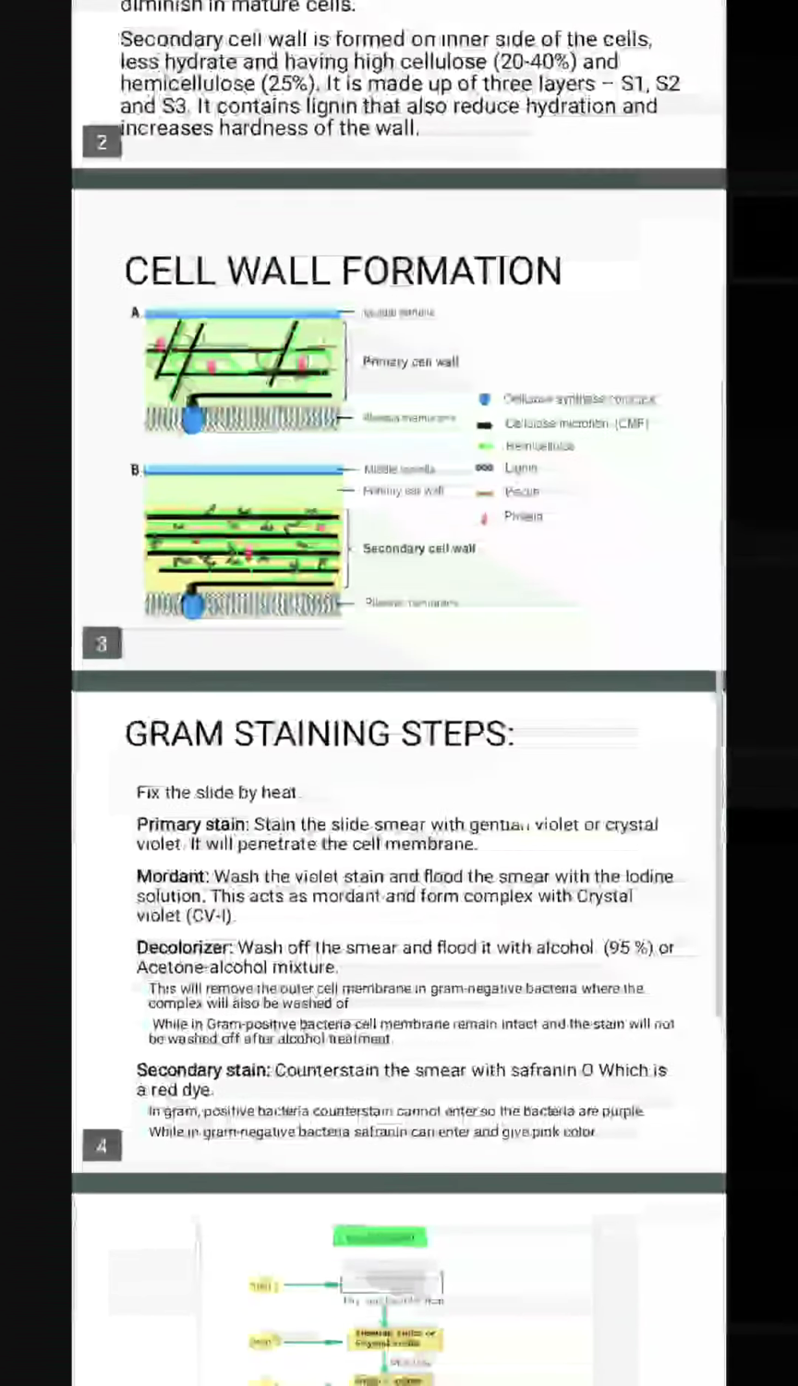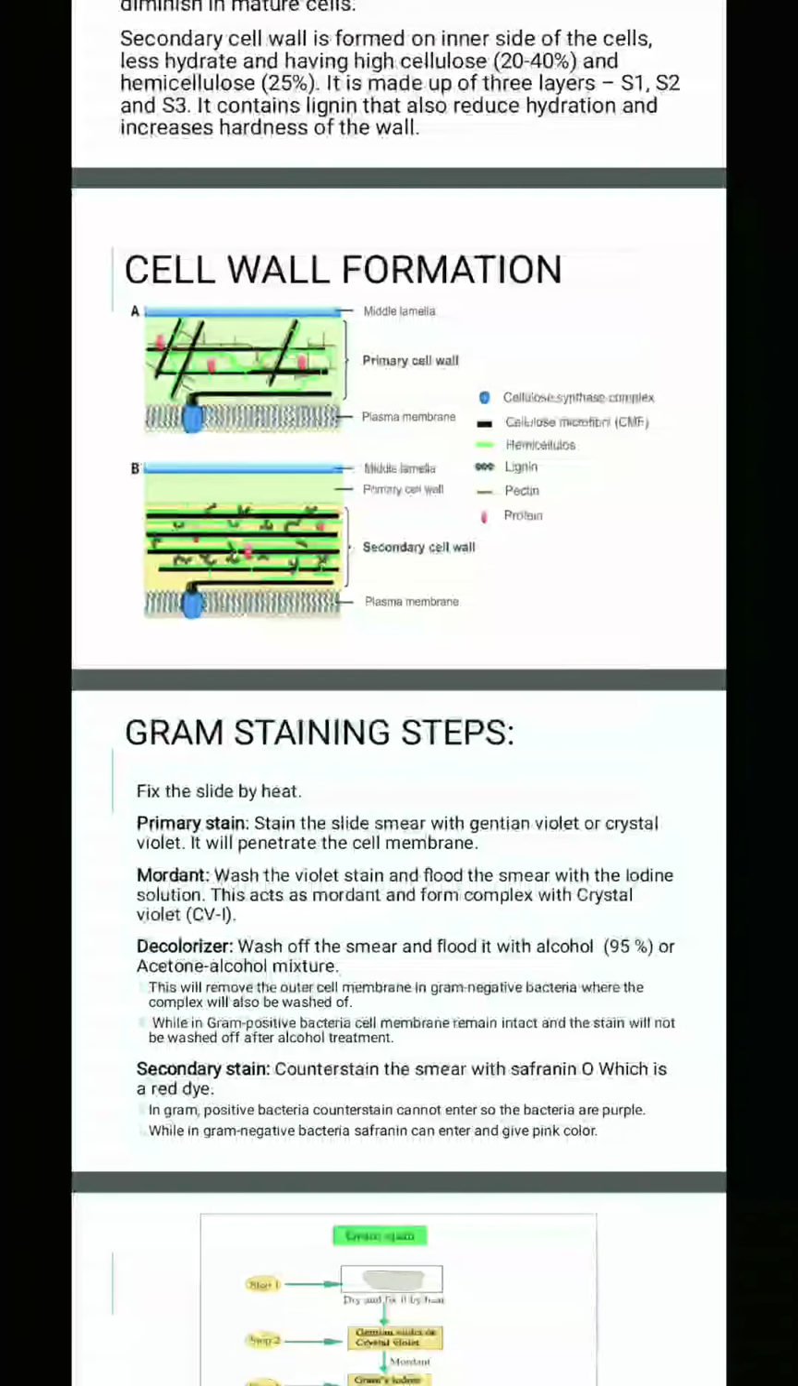Now, if we talk about bacteria, how do we identify whether these organisms are gram positive or gram negative? Based on the type of cell wall present in the particular bacteria, you can distinguish them into two cases, that is gram positive and gram negative.